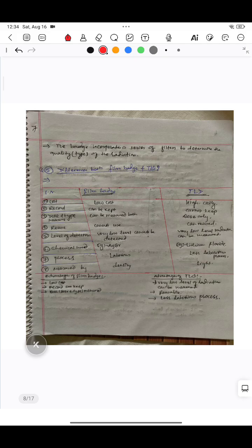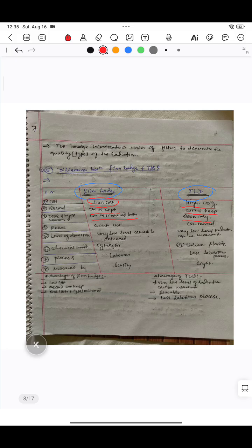What is the difference between film badge and TLD? Film badge is low cost, the record can be kept, and both dose and type of radiation can be measured. Then TLD is high cost, cannot keep the record, and only the dose can be measured. As I have mentioned, TLD can measure only the dose, not the type.